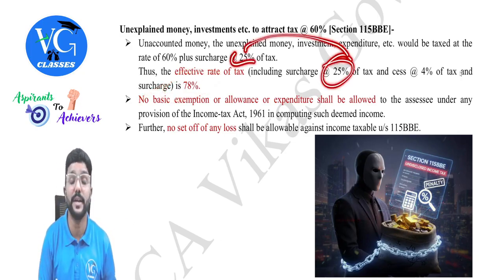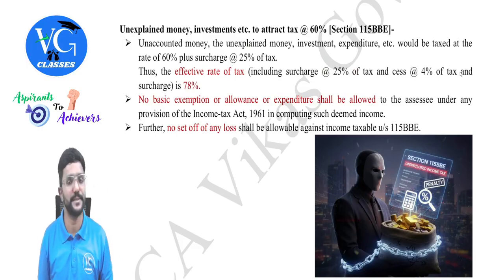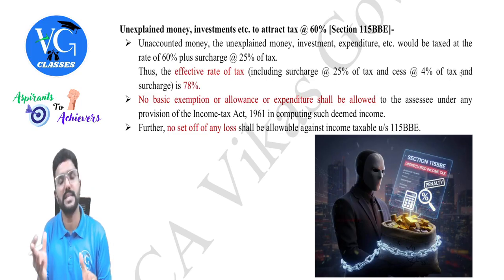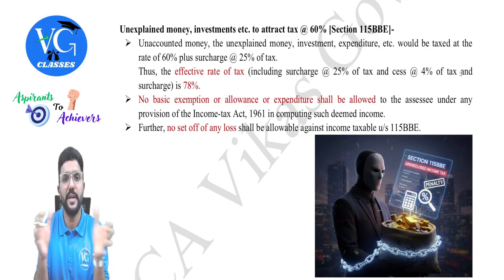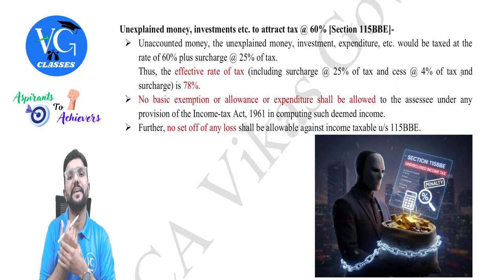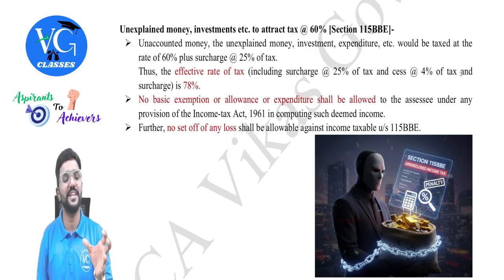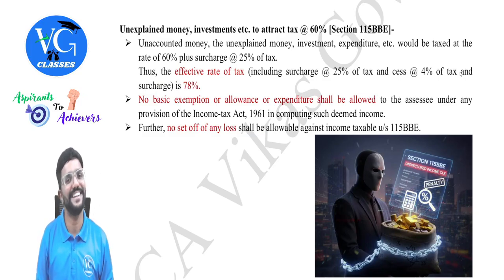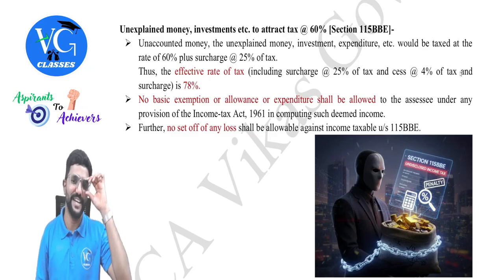Surcharge will always be levied on the tax, that is the gross tax, not on the income. So it will be 60. On 60, it would be 25%. Then whatever you get on that, 4%. So effectively the rate comes to 78%. Clear? So if you have any undisclosed income of, assume, 100 rupees, out of that 78 rupees you will pay as income tax. Okay, sir.